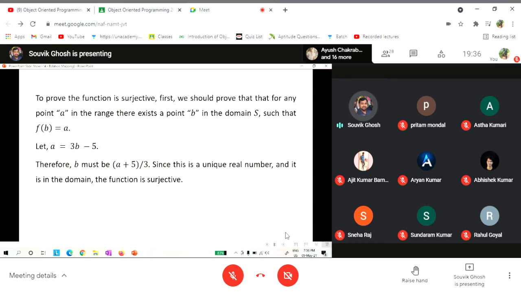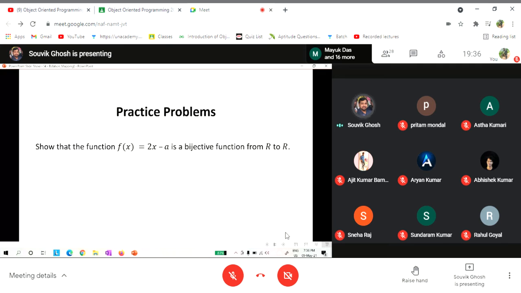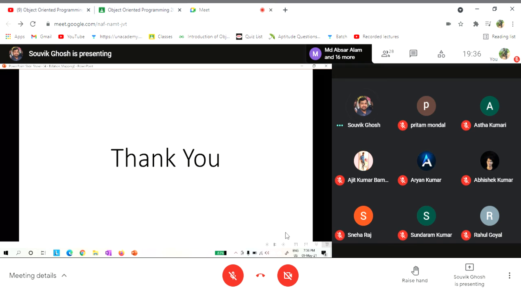So what have we proved? We have proved that the function is injective, and that the function is surjective also. So we can say that this function is bijective. The given function satisfies the condition of a one-to-one function and an onto function, that is, injective as well as surjective. So this is one practice problem. Any question about this function? Any doubt?